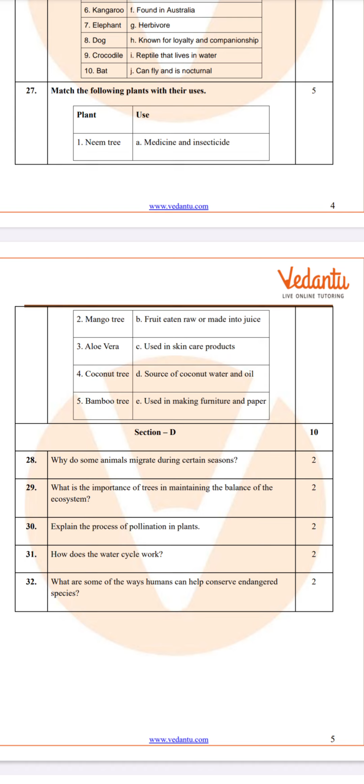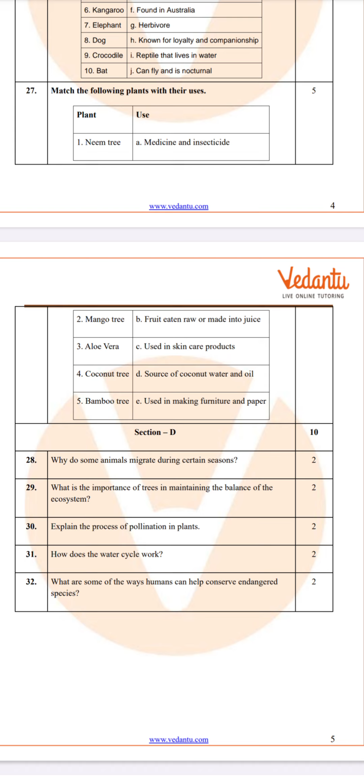How does the water cycle work? Water cycle is a process of steps, and this involves evaporation, condensation, precipitation, and collection. Evaporation means the water gets converted into vapor, and condensation means vapor gets condensed, forming clouds, and precipitation is an example of rain or snow, and collection means the water gets collected back into rivers, lakes, or oceans.